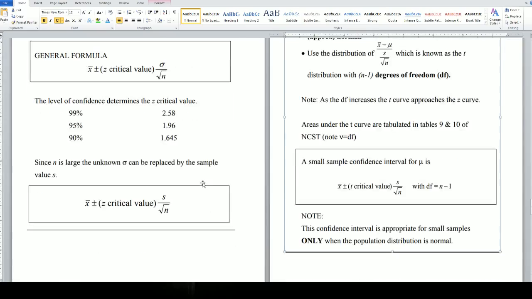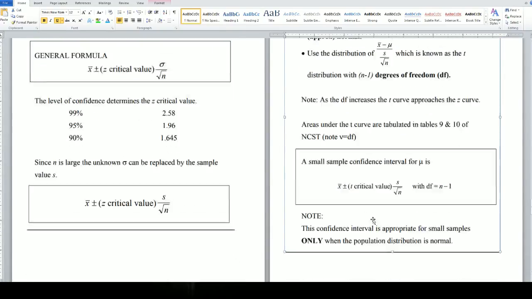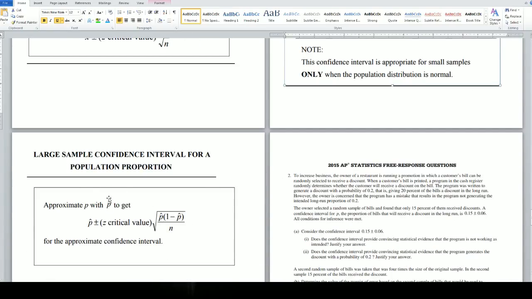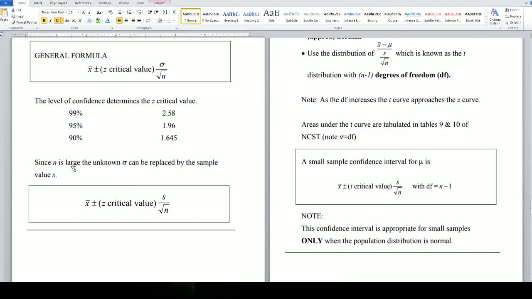So you should have this down, and you should also have this down for the sample, and this one is for your population proportion. One more question: what is sigma here, for the general formula? The standard deviation? Since n is large, the unknown sigma can be replaced by the sample value s.